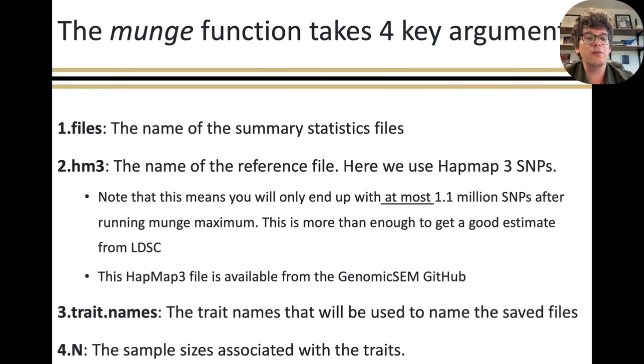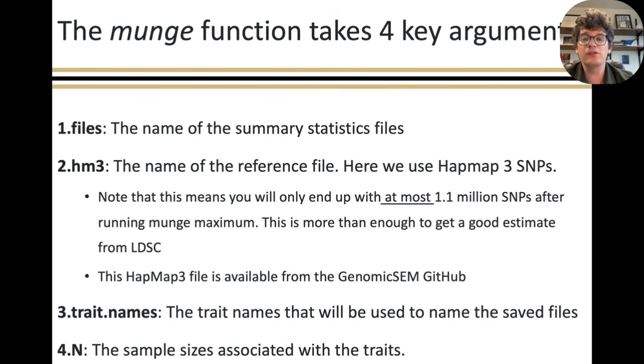takes 4 key arguments. The first is the name of the GWAS files, and you want to make sure that these are in the current working directory that you're working within so that the munge function can find them. The second is a HapMap3 file. So this is a reference file that is used to align to the same effect allele across GWAS, and also to restrict to a well-imputed set of 1.1 million SNPs that we have LD scores for in the second step, the LDSC function, that I'm going to go over in the next video.